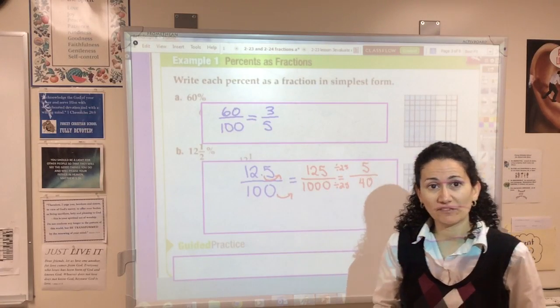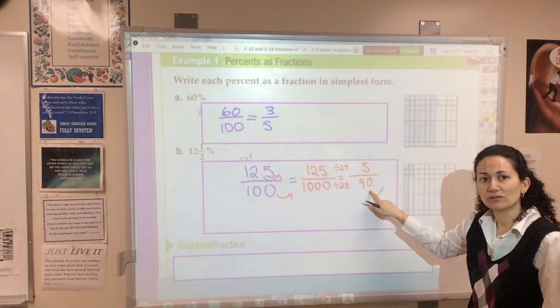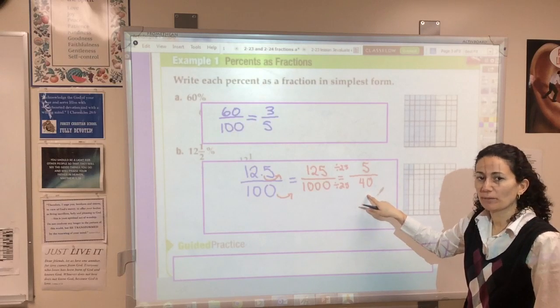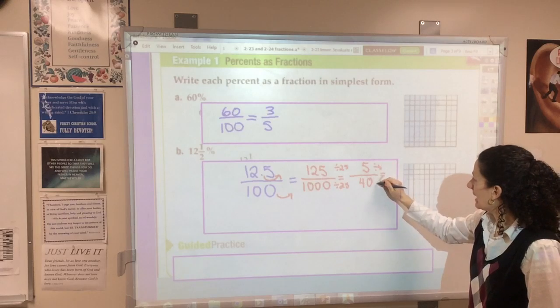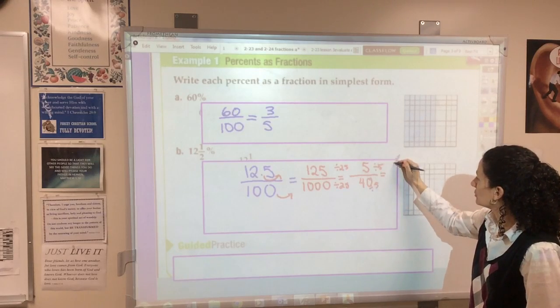In this example, I did not divide by the greatest common factor. I divided by 25, and I have a fraction that's still not in simplest form. So now I can divide by 5, and I will get the simplest form, which is 1/8.